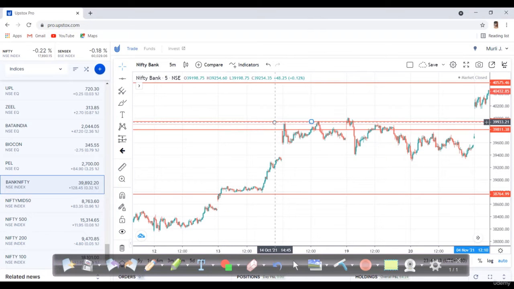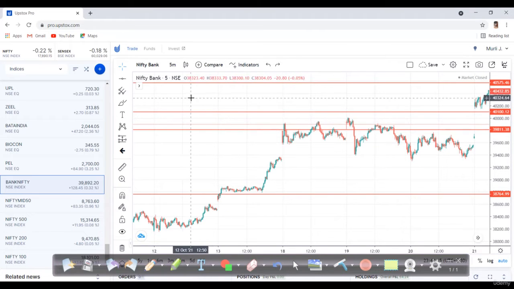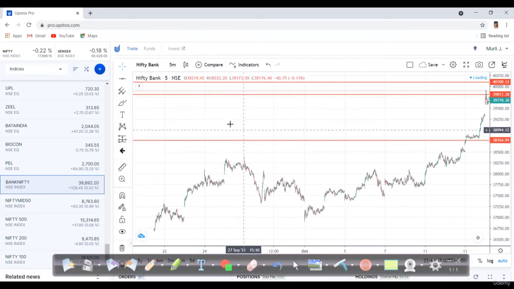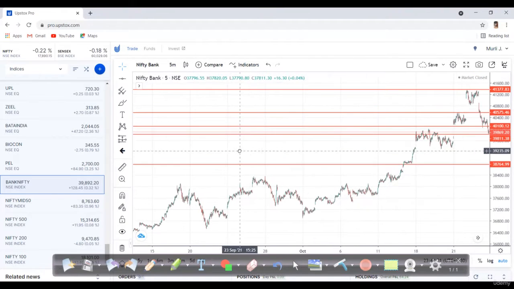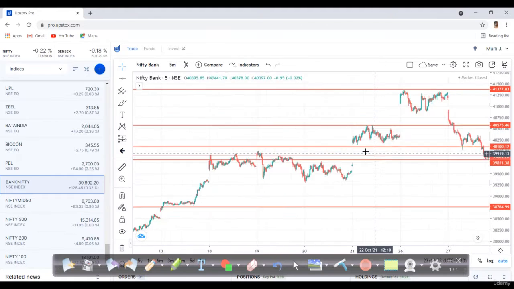Let me undo. Let me cross check it again with the past history, to check whether the market took rejection from this line or not.